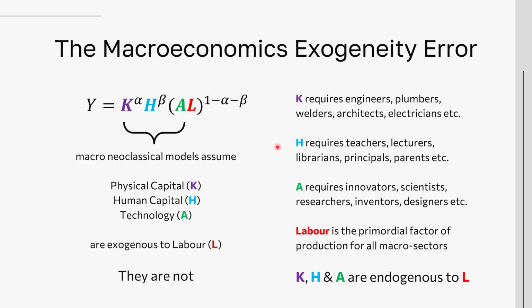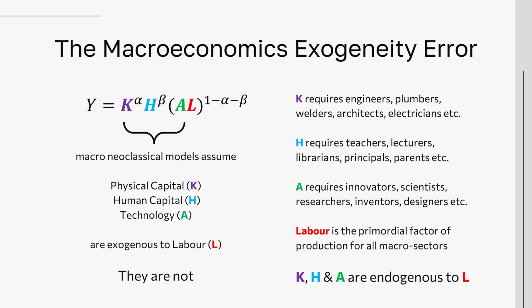Human capital also requires labor hours dedicated to increasing human capital: educators, lecturers, teachers, librarians, principals, parents, etc. Technology requires human labor allocated to technology production, so innovators, scientists, inventors, designers, and so on. And so effectively, labor is the primordial factor of production. By assuming that K, H, and A are exogenous to L, one is effectively committing an exogeneity error.